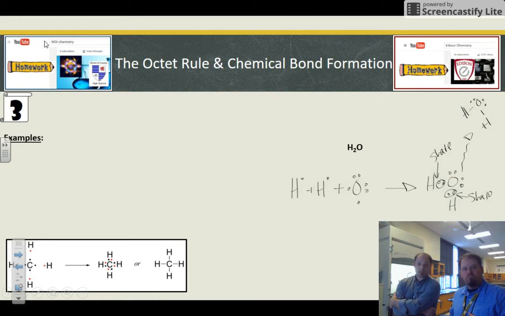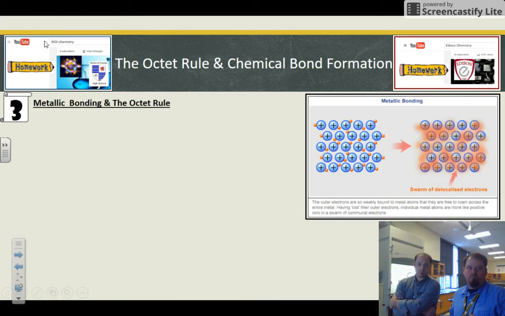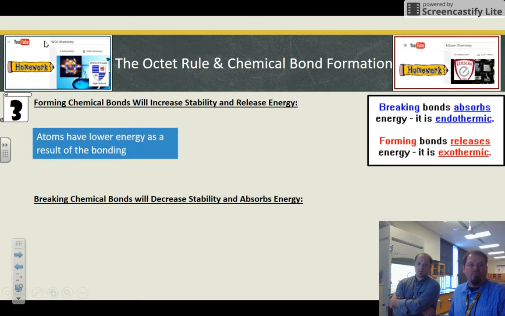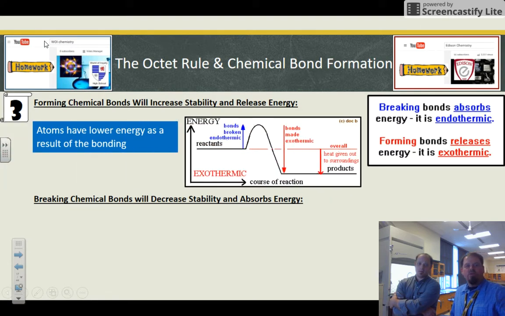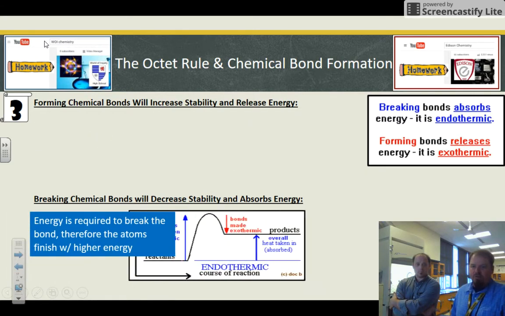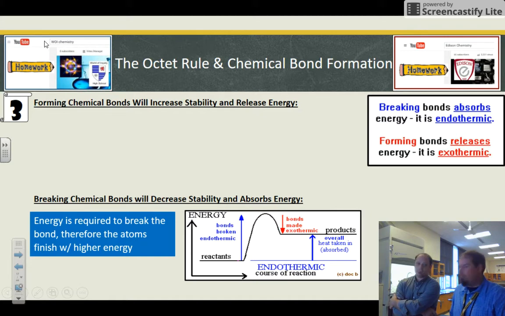Is that it? Metallic bonding. Yep. So here is that sea of electrons that we didn't get through very well last unit, but we had to talk about it a little bit. And the picture shows you that the electrons are free to move around. And then real quick, atoms get to a lower energy when we bond. So the energy is given off. And when I break a bond, just like you think of breaking, you've got to add energy to get it to break. Yeah. Absolutely, sir.